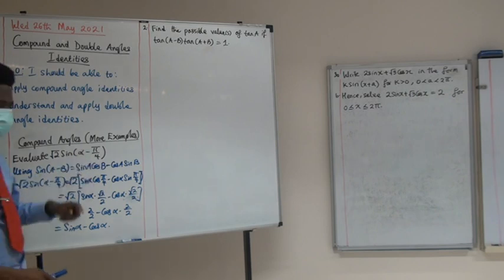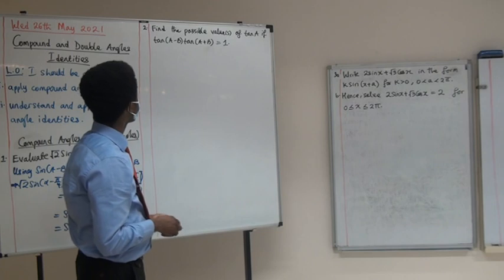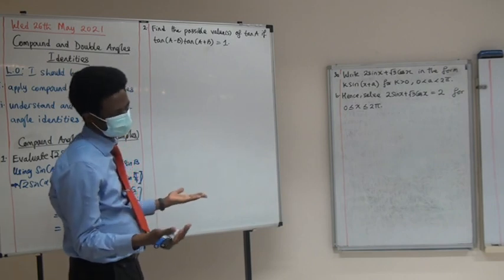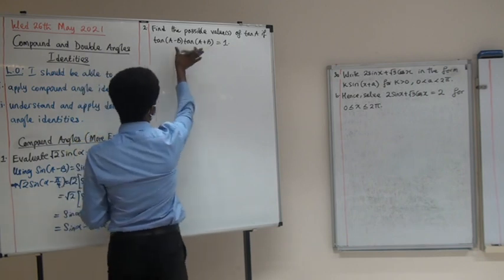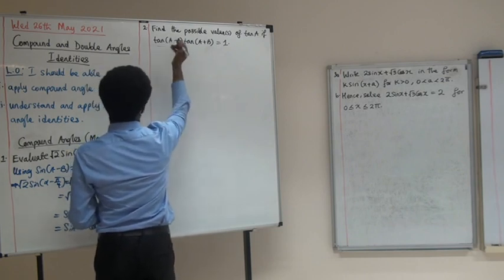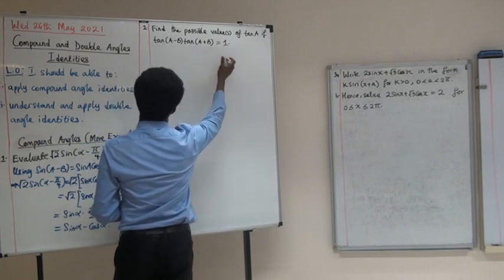Now, to the second question. Find the possible values of tan alpha if this happens. So it could be 1, it could be more than 1, we don't know. So, like you all said, you start from here, by compound angle. Maybe we don't have to state that because of the space.